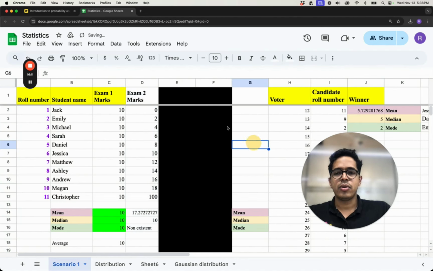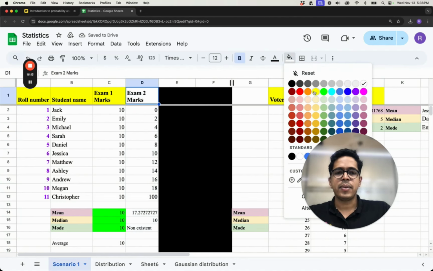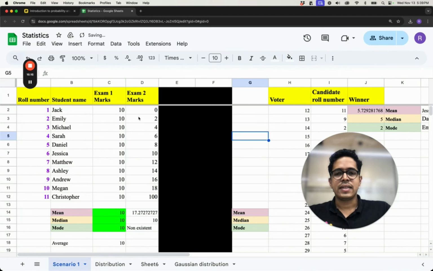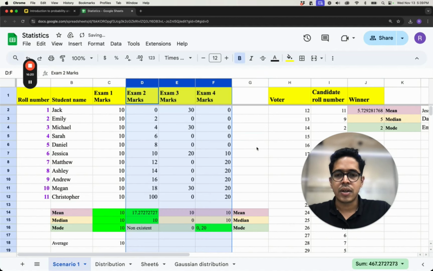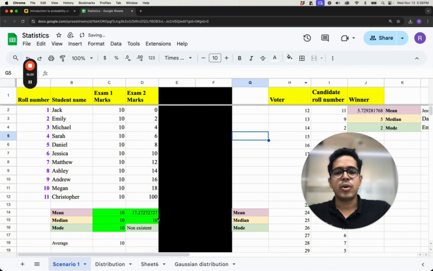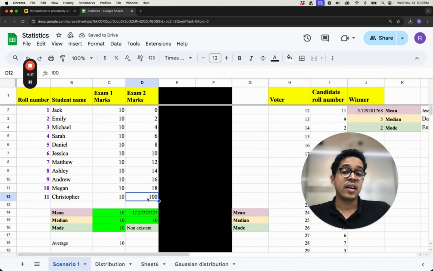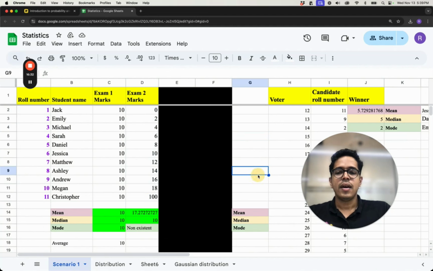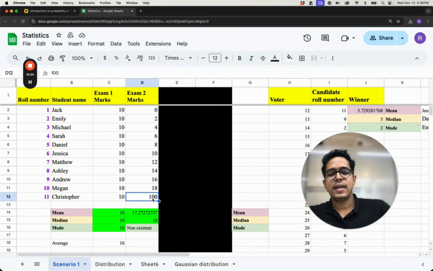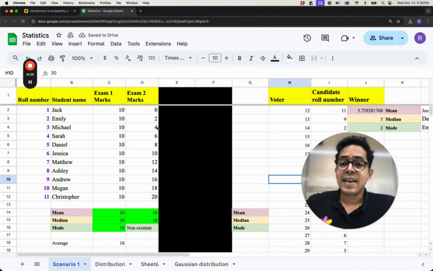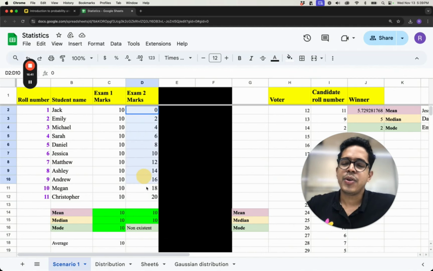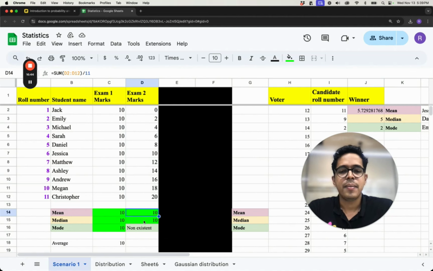Now, how about this? In the second exam, we have scores ranging from 0 to, actually, let me do Control Z. We have scores ranging from 0 to 100. So one student has scored 100, but many students have scored like this. Now, I have a question here. Let's say this score, instead of 100, was 20, right? In that case, you can see that mean is 10, median is also 10.